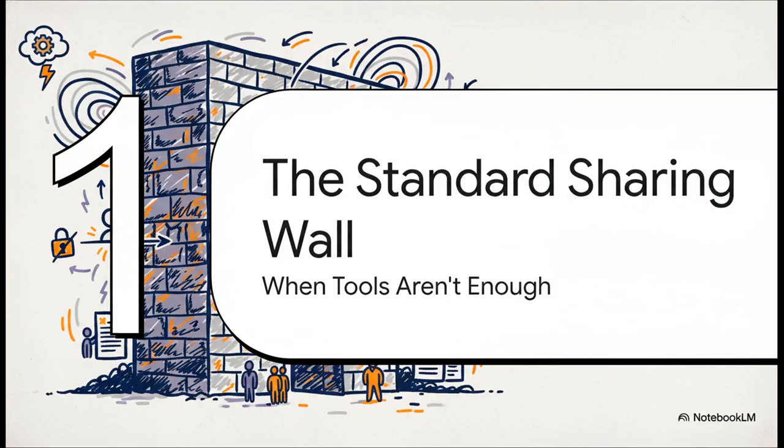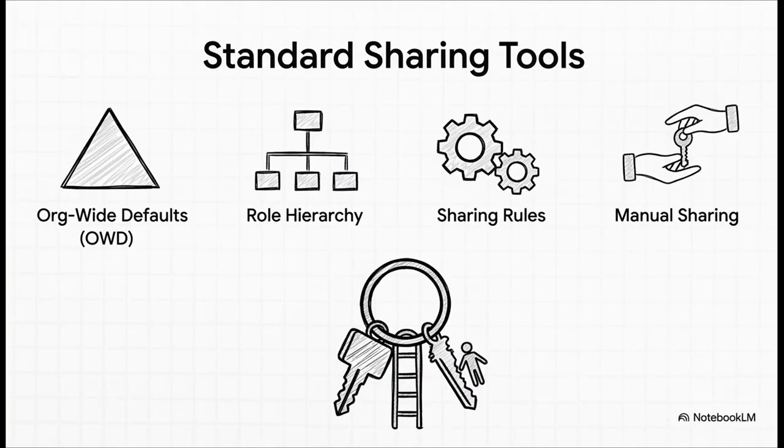To really get why Apex Managed Sharing is such a big deal, we first have to talk about the tools we all use every single day. And, more importantly, we need to understand where they just fall short. Think of these as your standard set of keys. You've got org-wide defaults to set the baseline security. The role hierarchy opens things up vertically. Sharing rules are for all those predictable if-this-then-that scenarios. And of course, manual sharing for the one-offs. And look, they're great. For static, well-defined access, they're perfect.